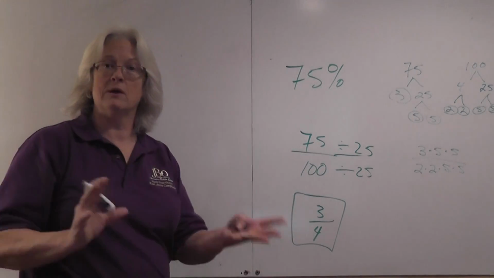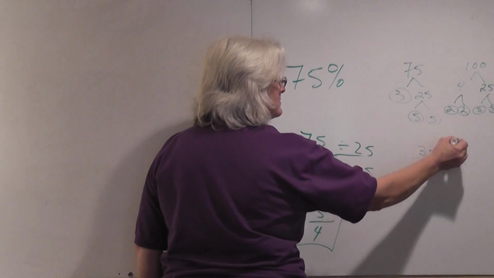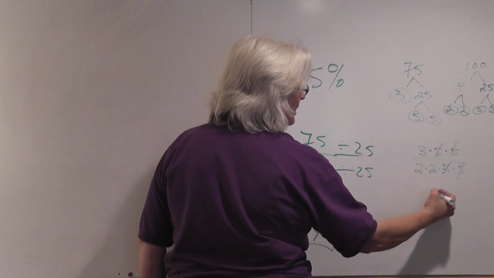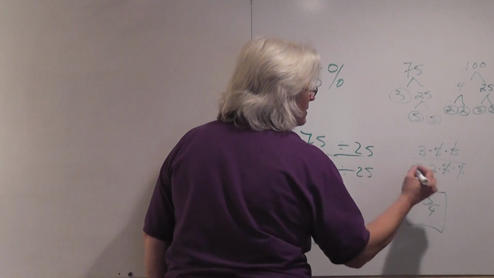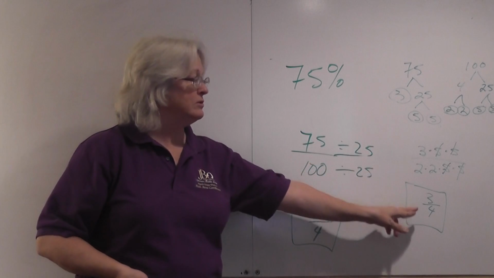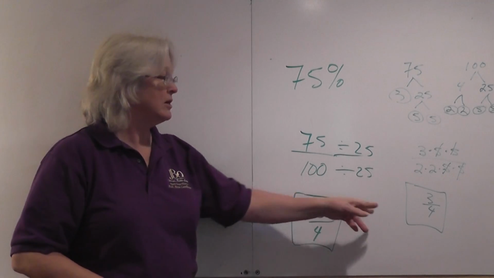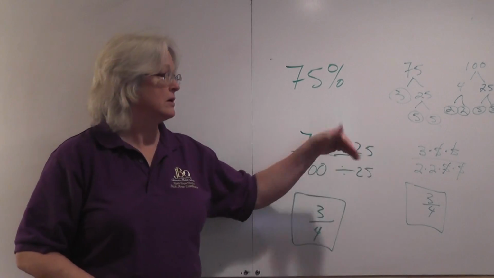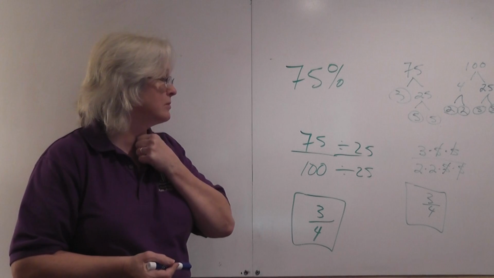And then you see that you have common factors that you can cancel. You have a pair of 5s and a second pair of 5s, leaving you with 3/4 as your reduced form, this fraction right here of 75 over 100, reduced to lowest terms. That's another way that you can reduce this fraction to lowest terms.